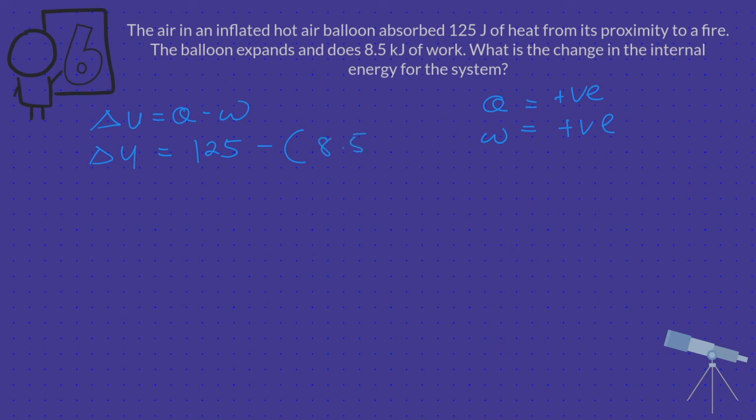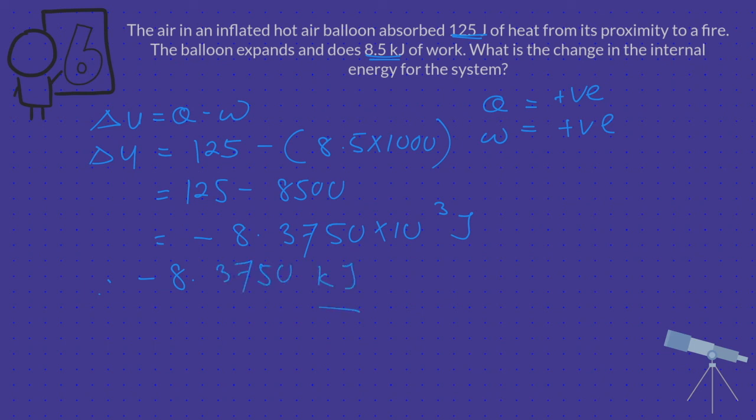Your W should be positive as well, 8.5 kilojoule, right? But you need to always be careful, you see this one is in joule and the other one is in kilojoule. So you need to convert this kilojoule into joule by multiplying by 1000. Therefore, what we shall get is 125 minus 8500. So we can say that what we will get is negative 8.3750 times 10 to the power of 3 joule. From here we can convert back into kilojoule. So you shall get negative 8.3750 kilojoule. So this is the final answer for the last question for quiz 1.